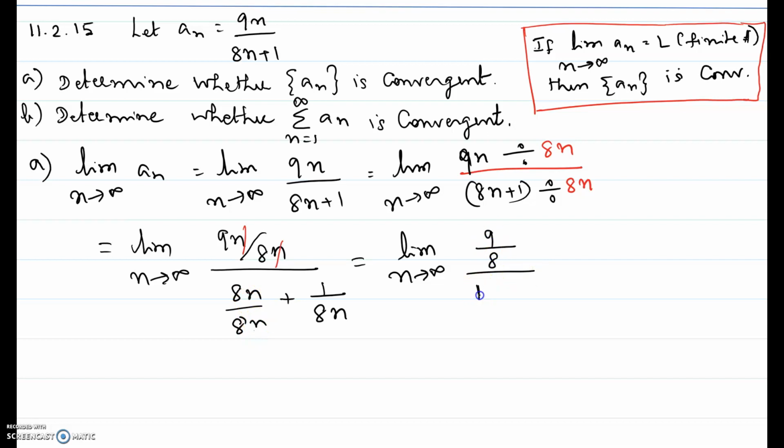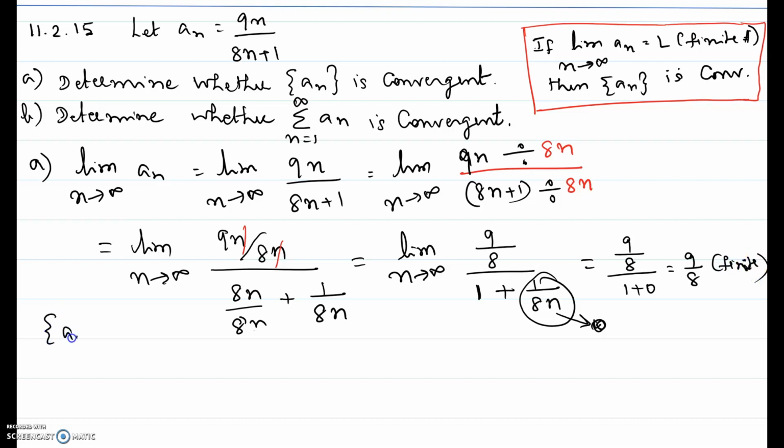divided by 8n over 8n, which is a 1, then 1 over 8n, which will approach 0 as n approaches infinity, or dividing 1 by a very large number. So the whole thing is 9 over 8 divided by 1 plus 0, or 9 over 8, which is a finite number. Therefore, the sequence a_n is convergent. That's part A.